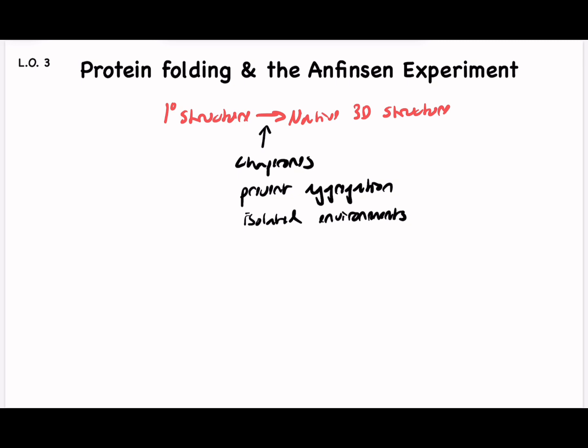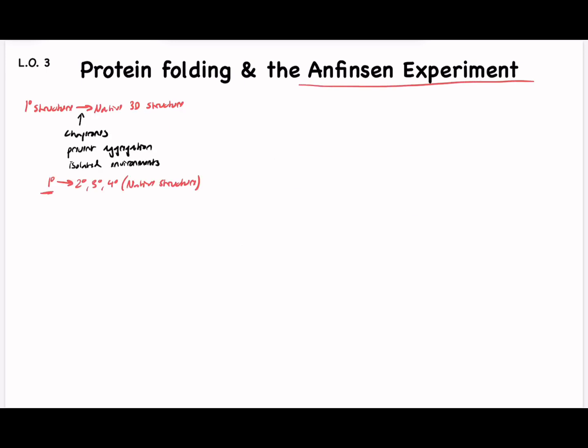And so when we're thinking about protein folding, one of the biggest or most important concepts from this entire video that you can keep in mind is that primary structure determines secondary, tertiary, and quaternary structure. That is to say, primary structure determines native structure of a protein. And so when we're thinking about this idea, one of the key experiments to keep in mind is the Anfinsen experiment. And so this experiment is really one that proved that primary structure determines native or 3D structure.